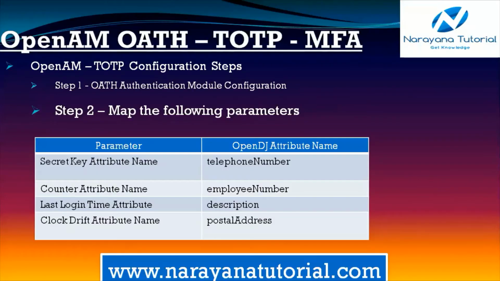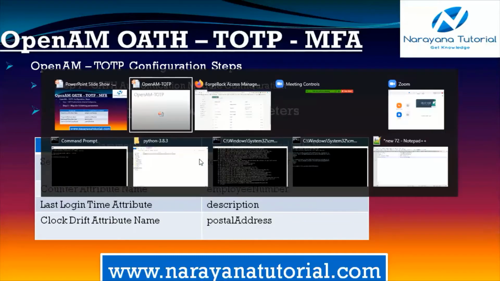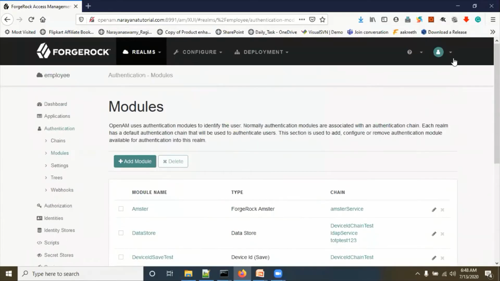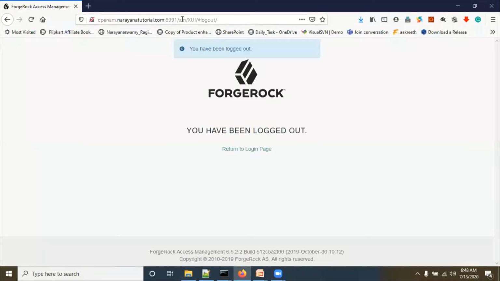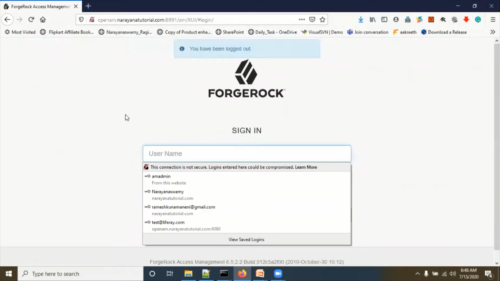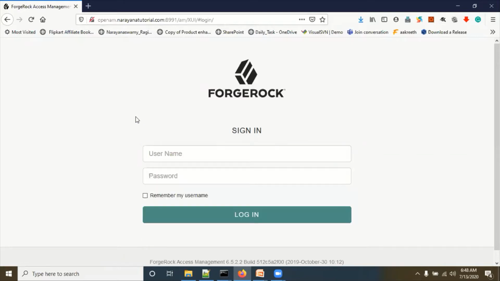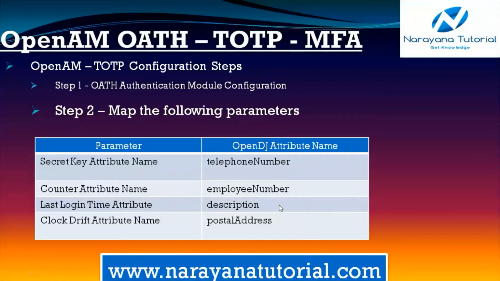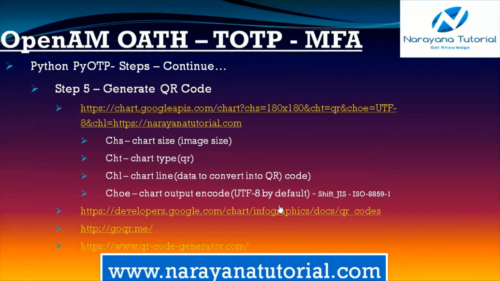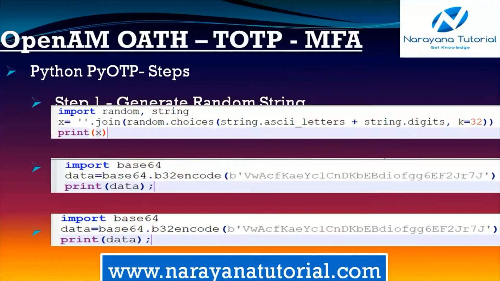Now I will show you in the practical how to configure it. First of all, start the OpenAM application, start the OpenAM server, then log in as administrator. Before showing the OpenAM level configuration, I will show you the PyOTP steps.